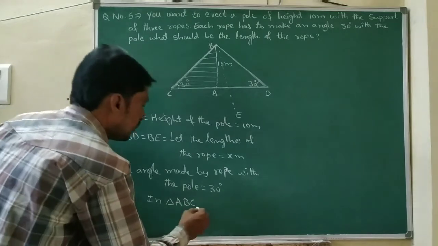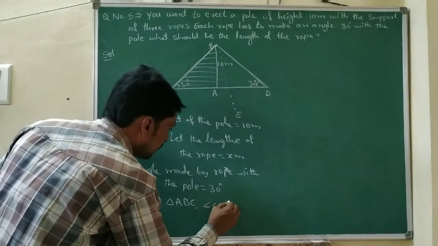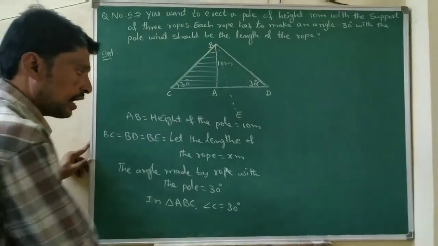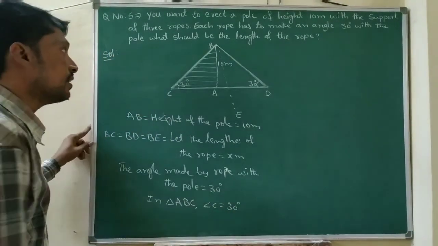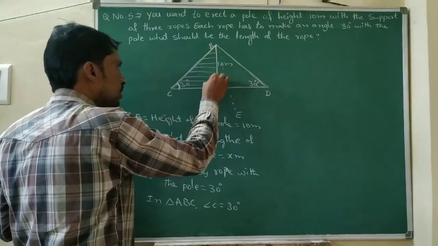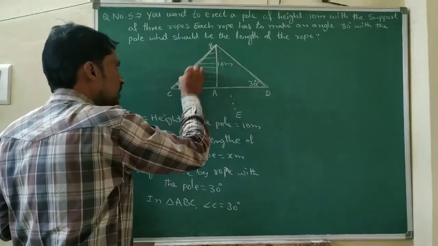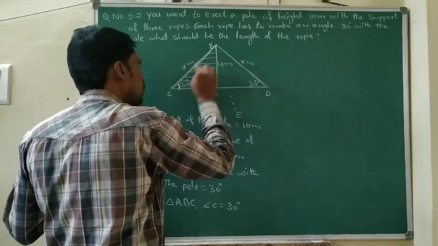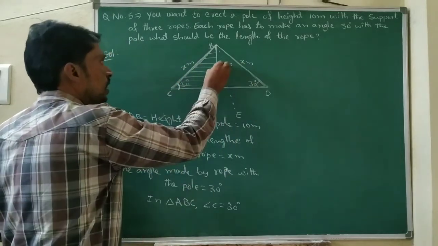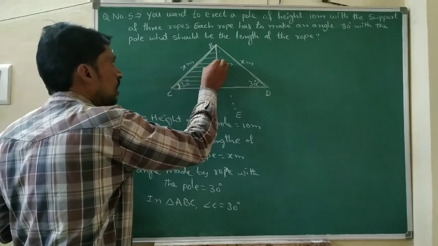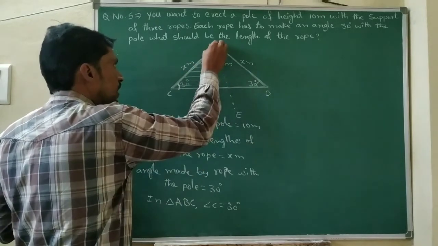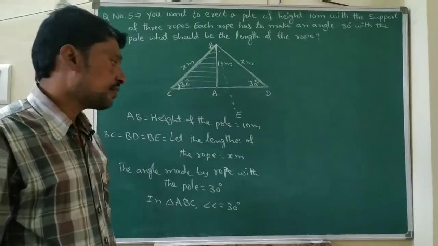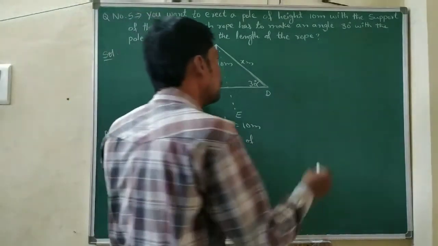In triangle ABC, angle C equals 30 degrees. Angle C I took as an acute angle, 30 degrees. So AB is the opposite side and BC we took as x meters. Here also it is x meters. So this is the x meters, hypotenuse. We have opposite and hypotenuse. What is the trigonometric ratio? That is sine. Now I am taking sine.